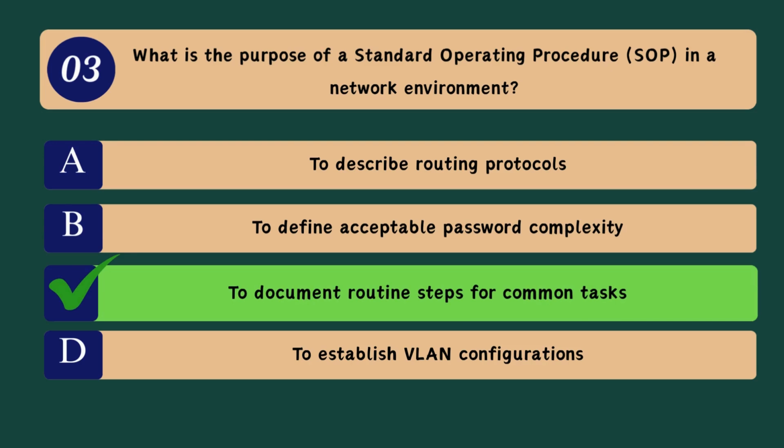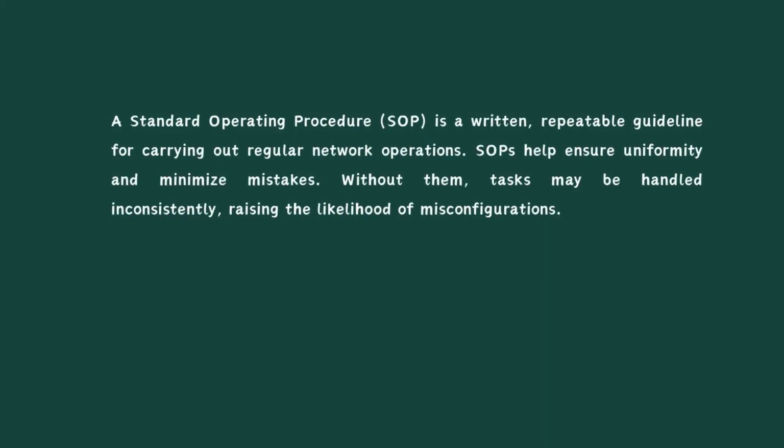Correct answer. C. To document routine steps for common tasks. A standard operating procedure, SOP, is a written, repeatable guideline for carrying out regular network operations. SOPs help ensure uniformity and minimize mistakes. Without them, tasks may be handled inconsistently, raising the likelihood of misconfigurations.